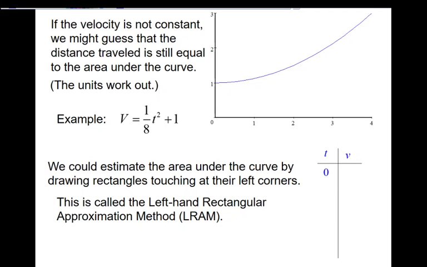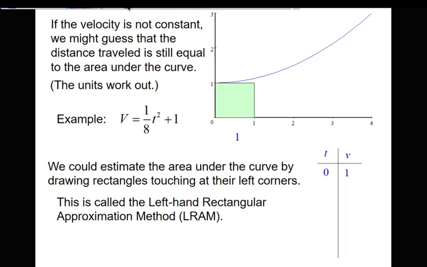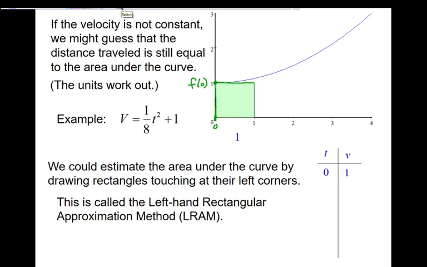I'm going to create these rectangles based on my function. They're going to touch on the left side, so we're going to start here at 0. When I plug 0 into my function, it gives me 1, because 0 squared is 0, 1/8 times 0 is 0, 0 plus 1 is 1. So the area of this rectangle is 1. See how it touches right here on the left side? This height is given by my function. This is f of 0, and this is at 0. All right.